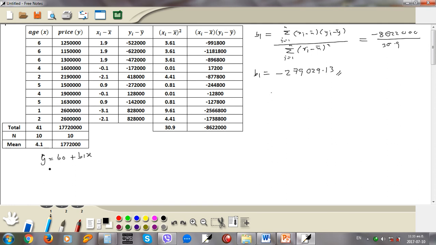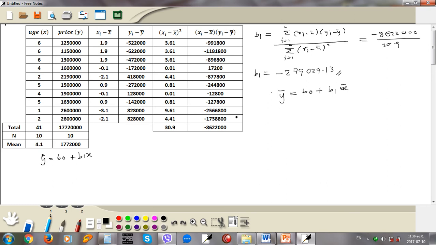So then here to find B, now we have to find B0. To find B0 we can use this equation, y bar equals B0 plus B1 x bar, right? So we can simply rearrange this equation. Now we know B1, y bar and x bar, all those values are known. So by using these values we can find B0.